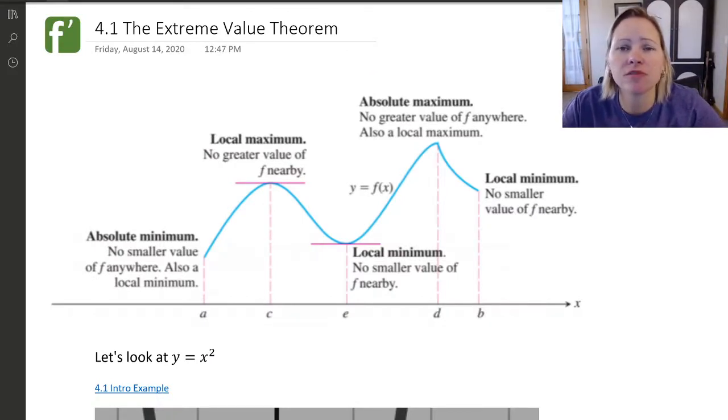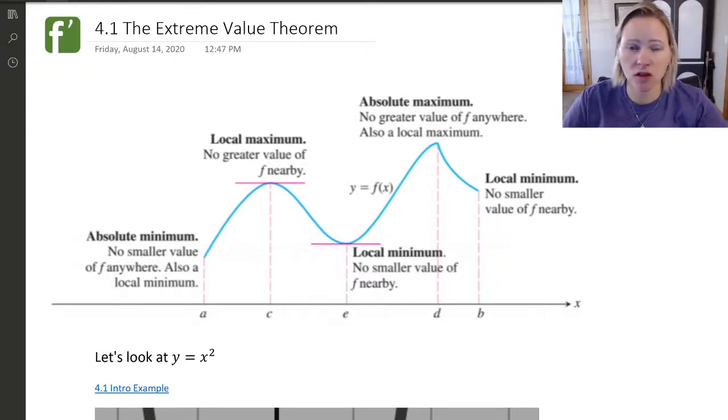Today we're going to talk about the Extreme Value Theorem, which essentially is an existence theorem that says that if we have a function that's continuous on a closed interval, in other words, when we look at the graph, we have closed endpoints that are closed dots, the Extreme Value Theorem promises us that there will be both a min and a max on that interval.